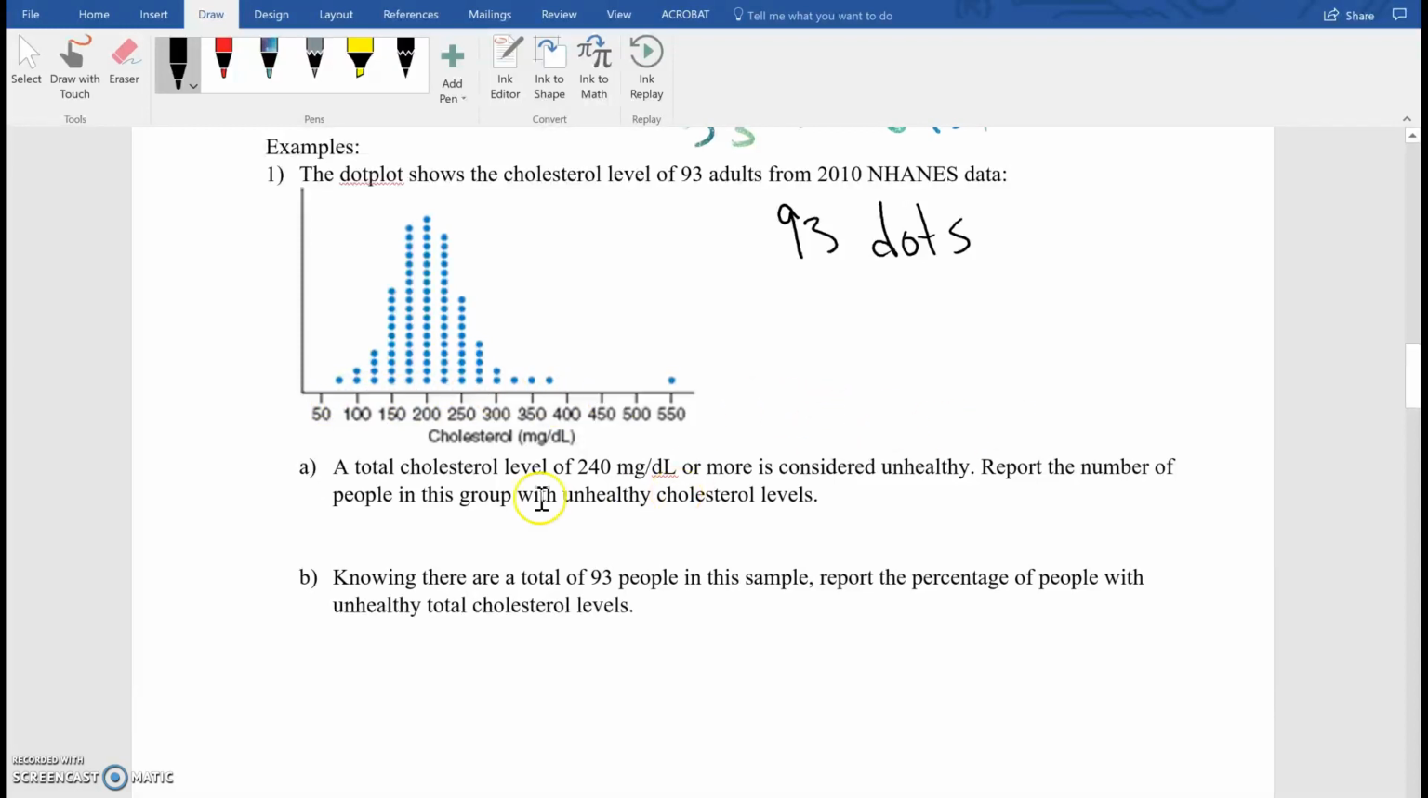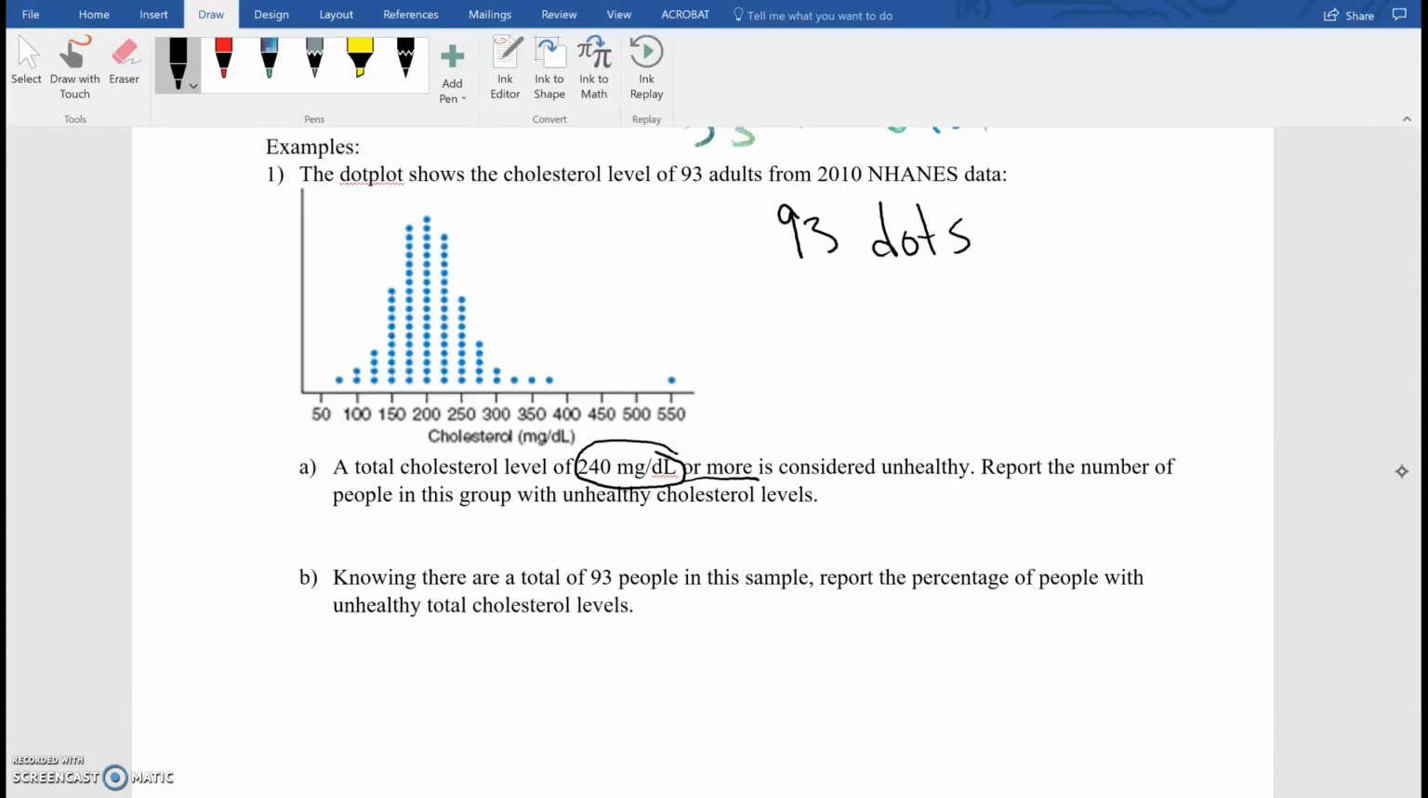This question is saying a total cholesterol level of 240. Let me write that and circle it because I know it's going to be important: 240 milligrams per deciliter or more. Including 240, or more, is considered unhealthy. So if you have 240 or more, you're considered unhealthy when it comes to cholesterol level. Report the number of people in this group with unhealthy cholesterol levels.